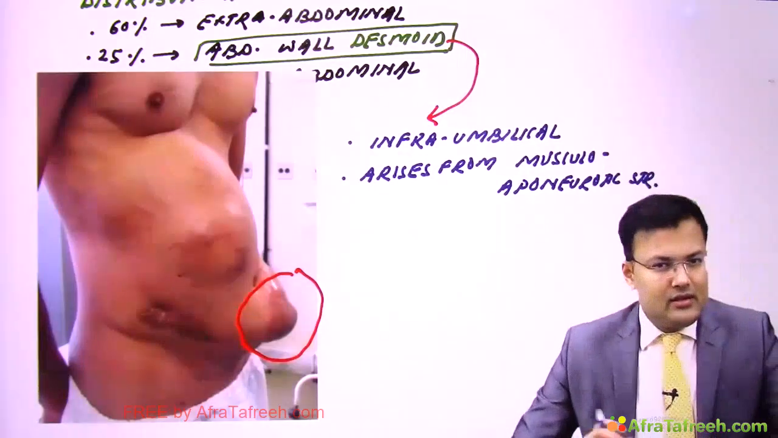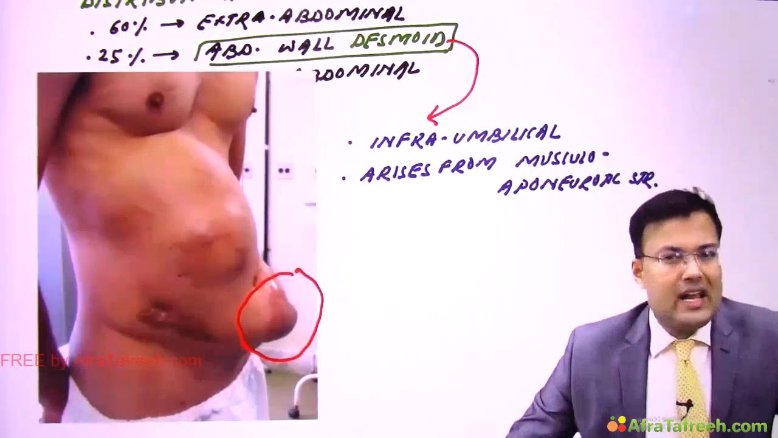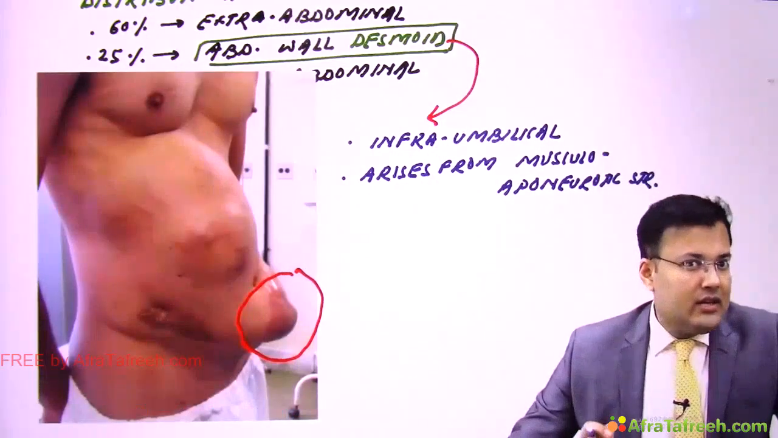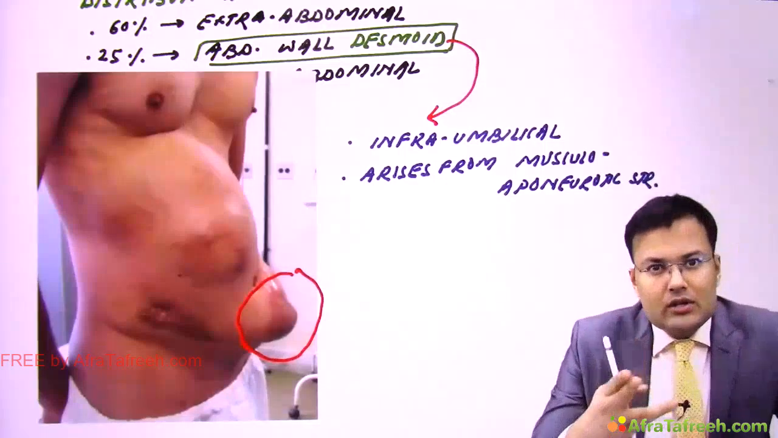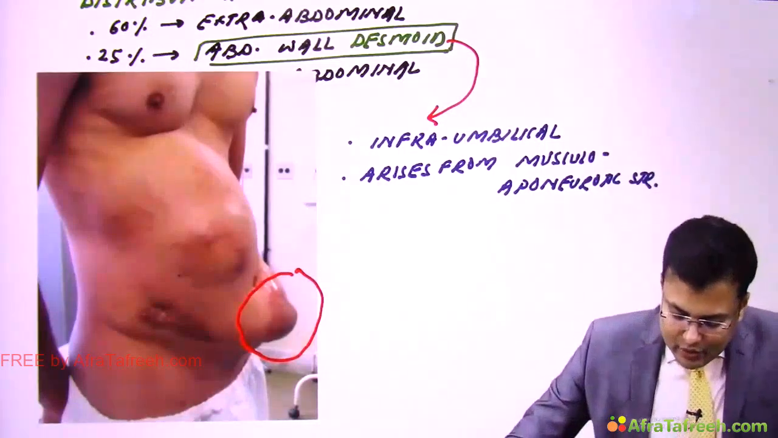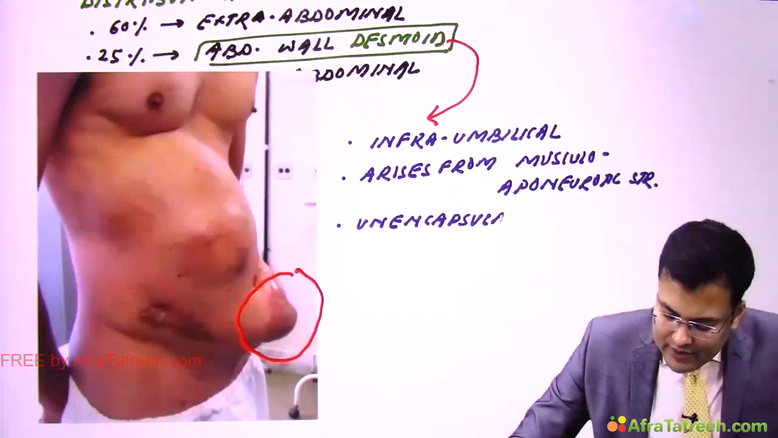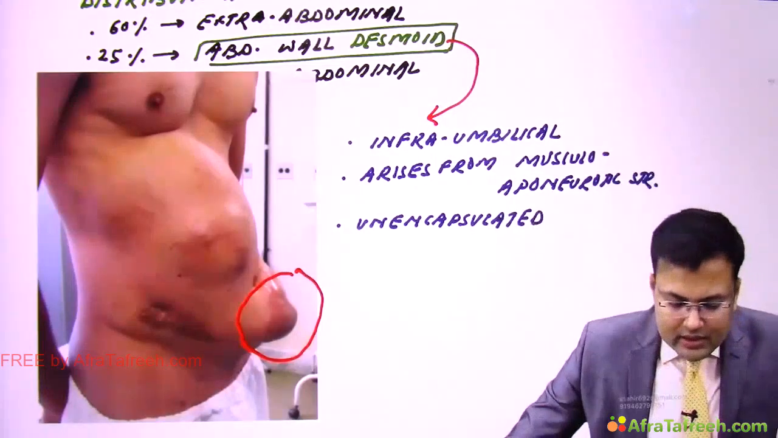Musculo-aponeurotic structures. Generally these tumors are unencapsulated. Since the tumor is unencapsulated, when we are trying to cut the tumor, it cracks. That's why the tumor cracks when we attempt to cut it.